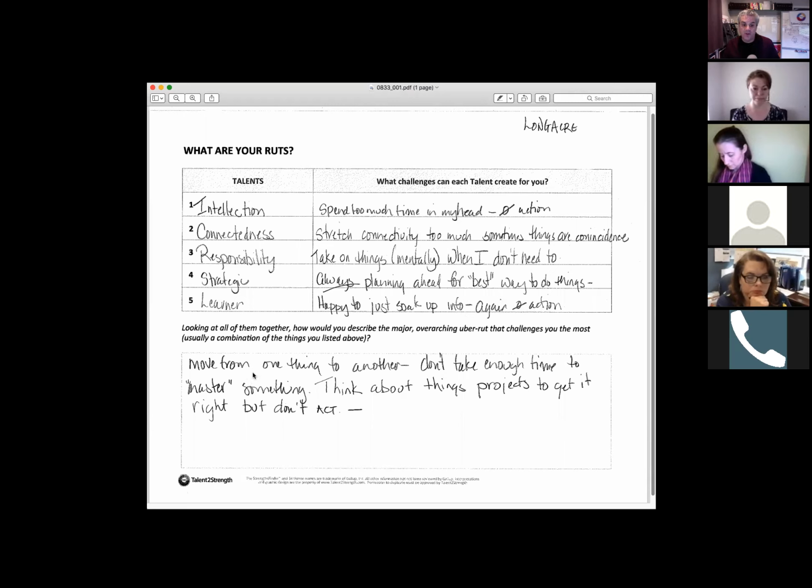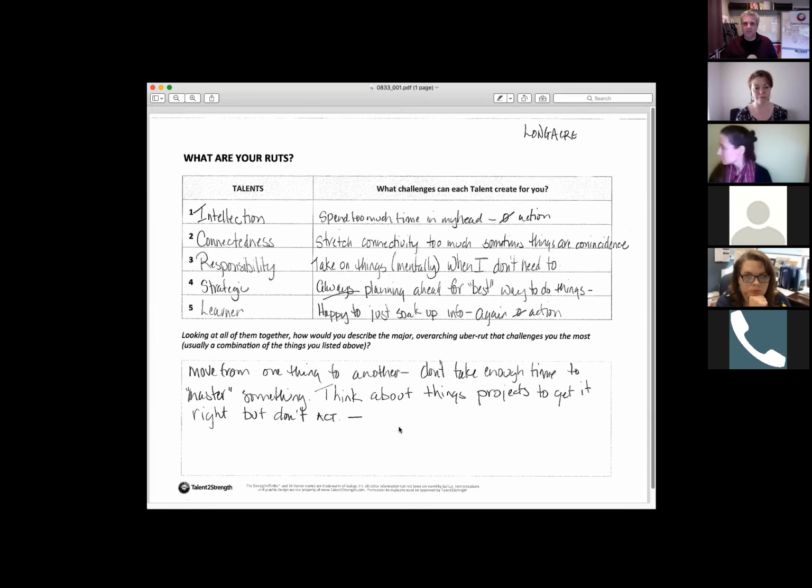And so her Uber rut was to move from one thing to another, don't take enough time to master something, think about things and projects to get it right, but not taking action. So that self-awareness then says, okay, what strategies can I begin to use to overcome them? So what are some strategies?